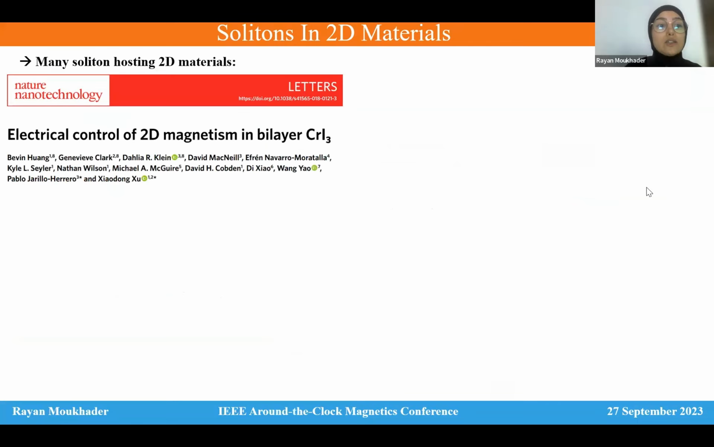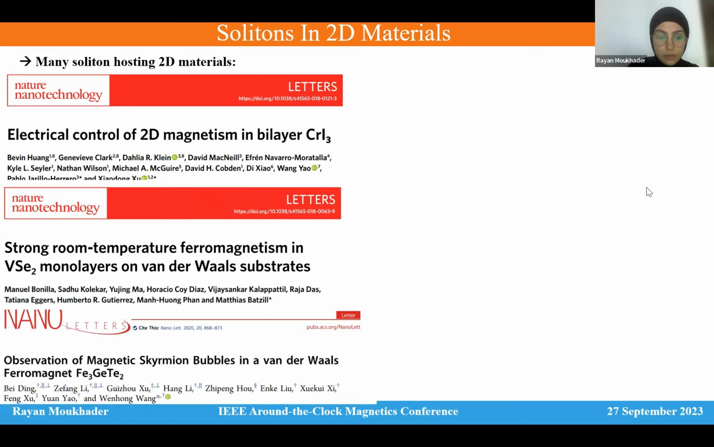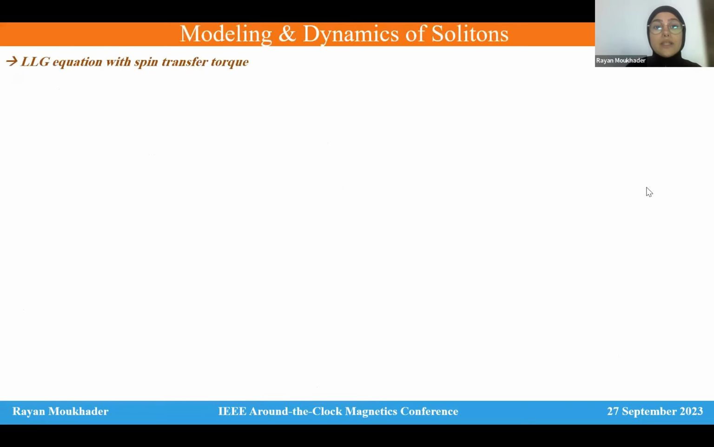Now, many 2D materials are important, being highly flexible and known for their interesting thermal and electrical properties. We were interested in dealing with 2D materials, especially the chromium triiodide material in our simulations, in addition to the existence of many other interesting 2D materials that host skyrmions, but we are concentrating on chromium triiodide.